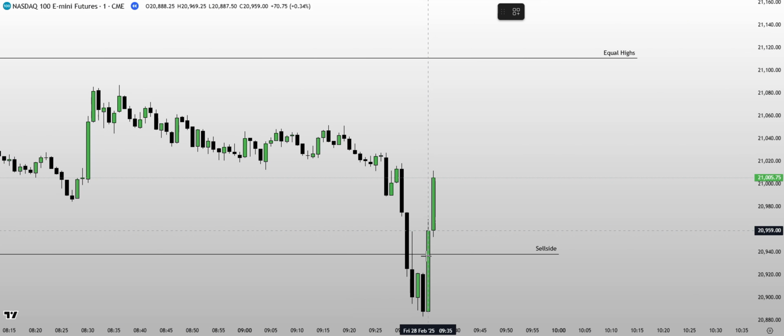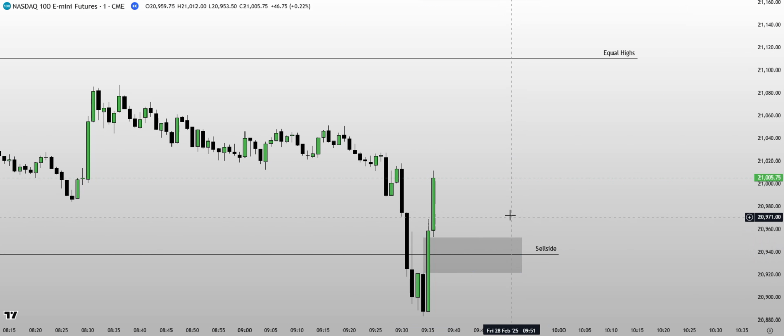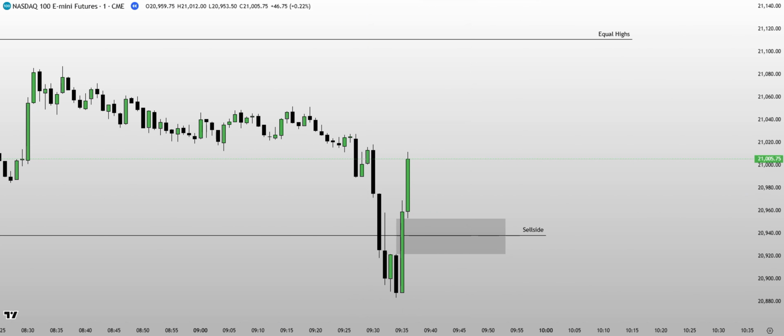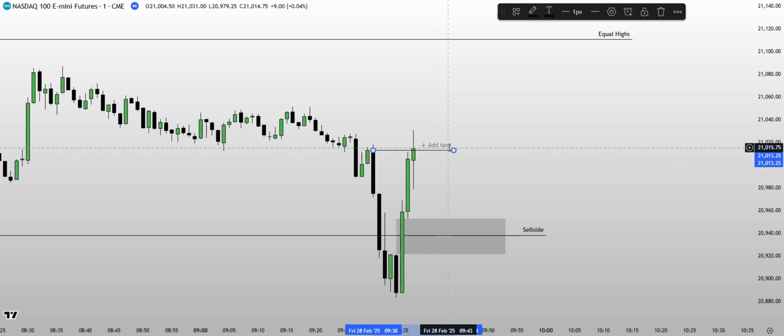What do we see price do? Form a gap right here, coming back past the sell side liquidity swept. What else do we do? Well, we change the state of delivery right here. State of delivery has changed. This is also a break of this swing high. So, okay, there is step.